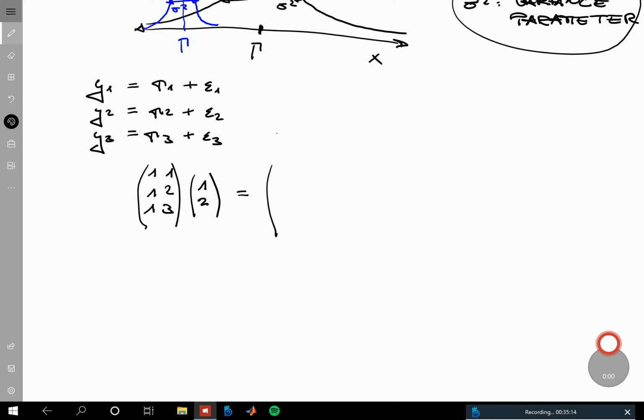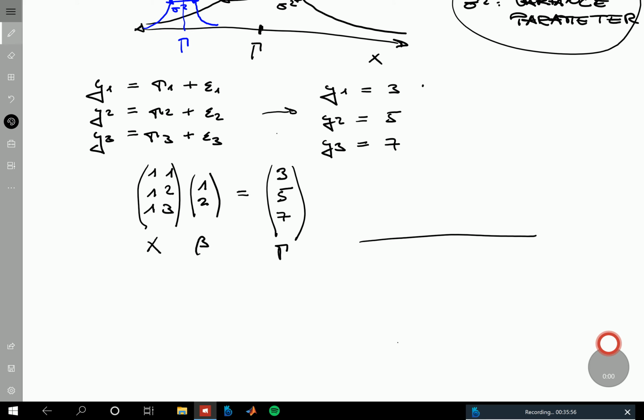First entry would be 3, so 1 times 1 is 1 times 2, then 5, and 7. Yeah. Exactly. So these are our mu values. So we can essentially plug them in. So we have y1, y2, y3 now being 3, 5, and 7. And as you've seen, we didn't need to invoke any sampling or any random concepts. We just know x, we know beta, and then we just know mu. It's all deterministic.